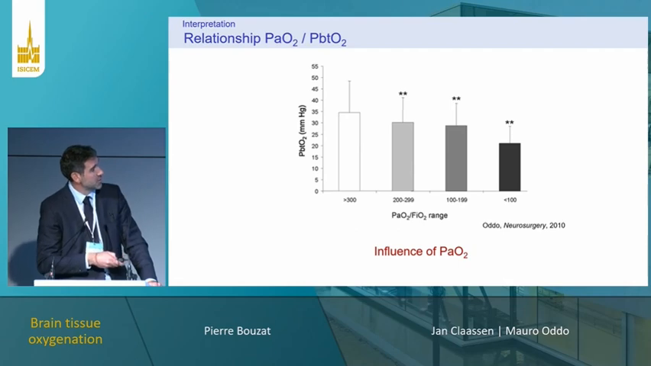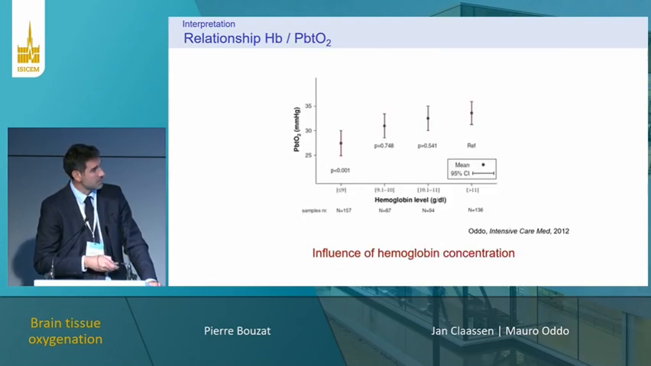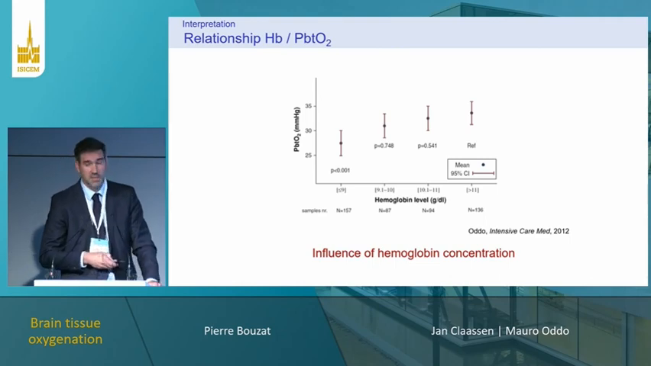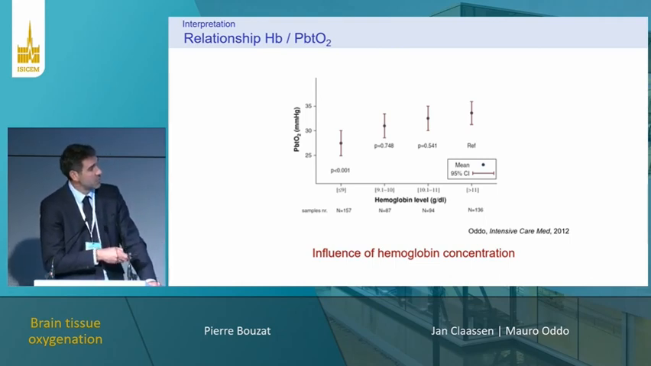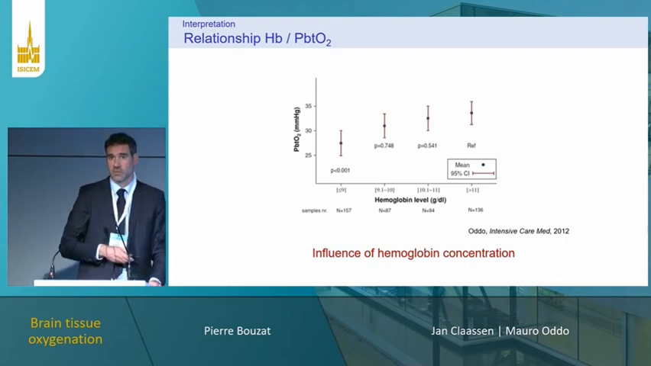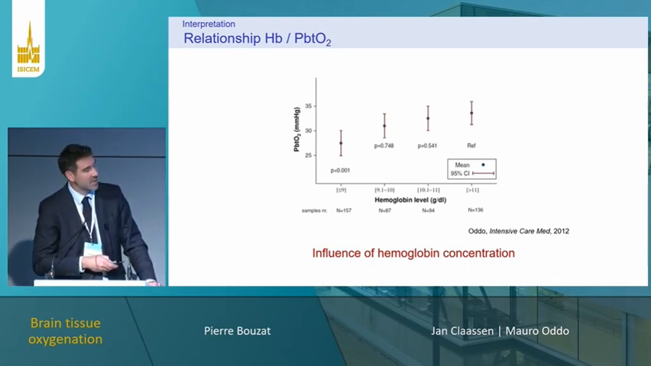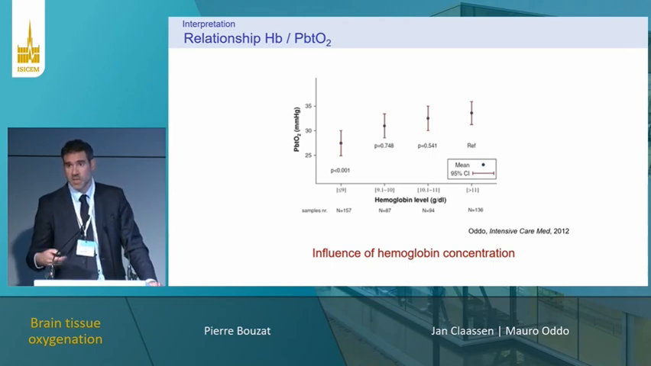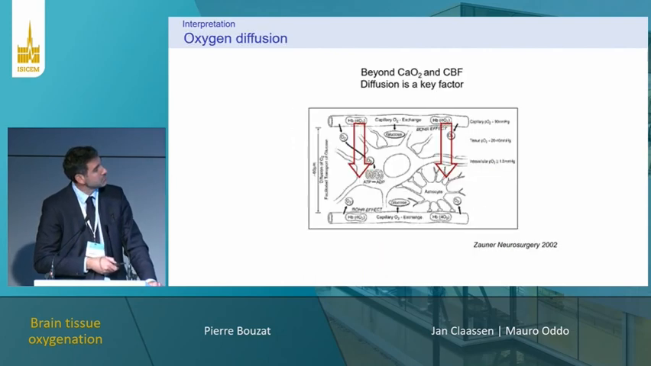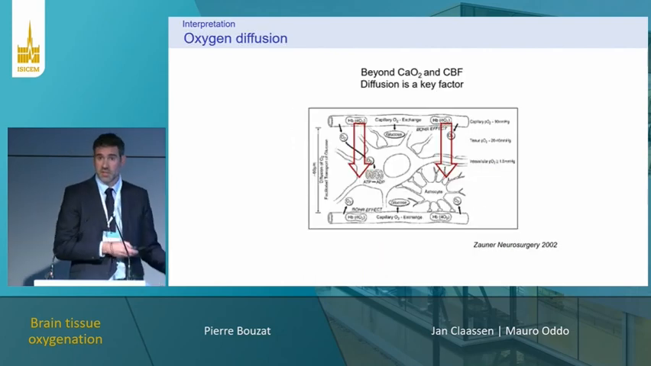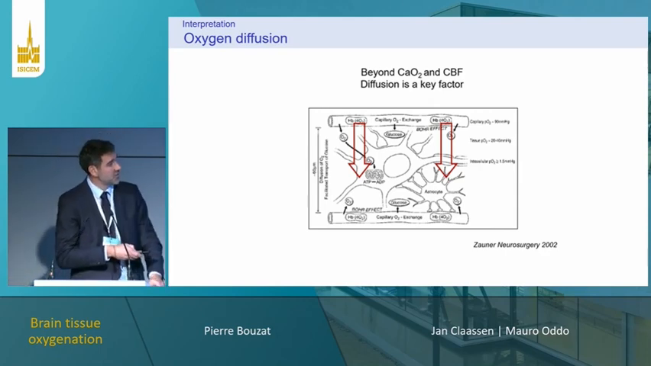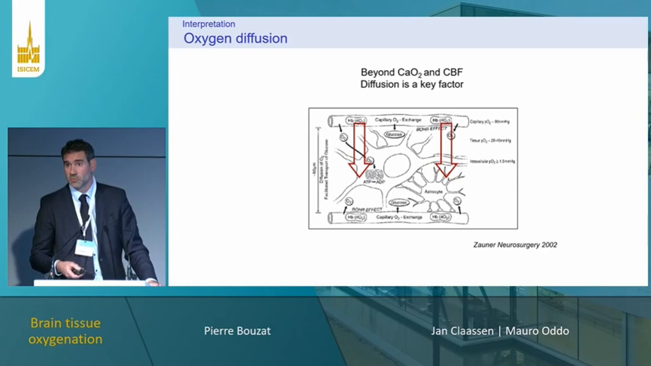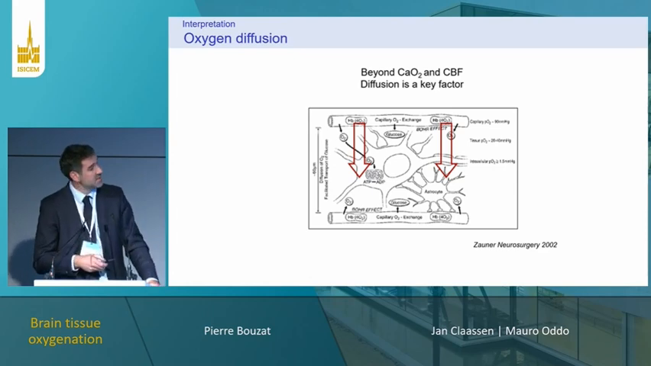Meyfroidt, who was in the US, has clearly shown that according to different PaO2 ranges, you can see the decrease of PbTO2. The same relationship applies for hemoglobin concentration. You can see the drop of PbTO2 when the hemoglobin concentration goes under 9 grams per deciliter. That's why some people titrate the transfusion of red blood cells using PbTO2. And beyond arterial oxygen content, beyond CBF, diffusion obviously is a key factor, and PbTO2 can be seen as a marker of brain edema.